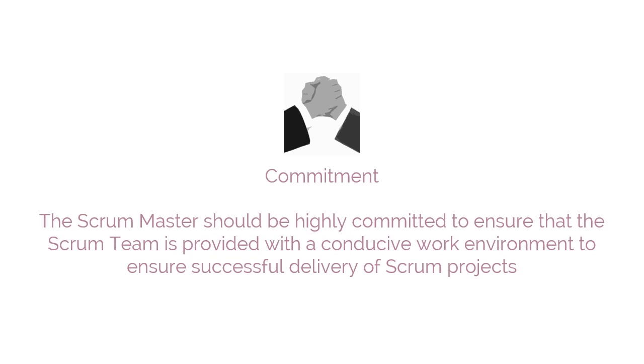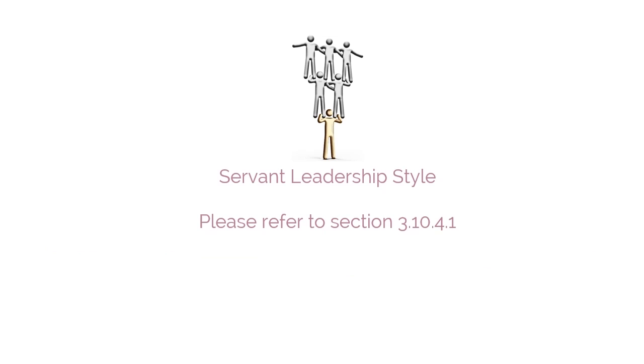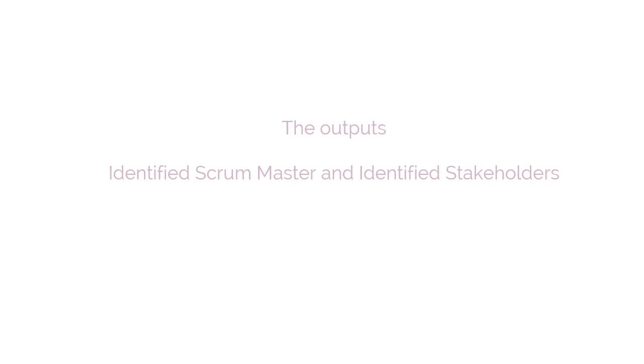Commitment. The Scrum Master should be highly committed to ensure that the Scrum team is provided with a conducive work environment to ensure successful delivery of Scrum projects. And finally, servant leadership style. For more details, please refer to section 3.10.4.1. The outputs of this process are Identified Scrum Master and Identified Stakeholders.